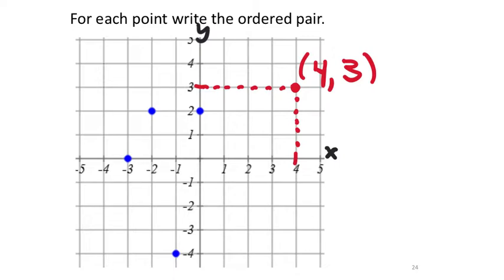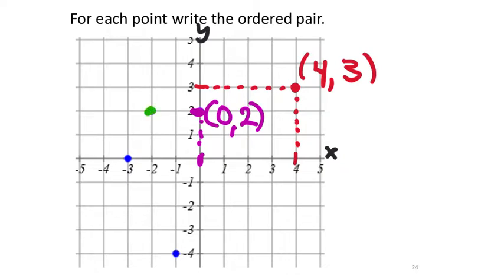All right, let's go to this point right here. Again, we're just looking. Let's start with the x value. I go down here, it's right in the middle. That's the origin, but the x value itself is 0. And the y value is right on the y-axis. It's telling us the y value is 2.